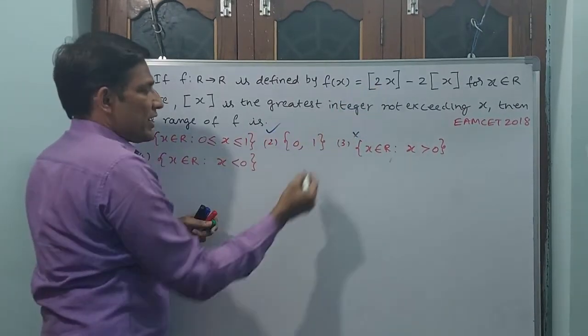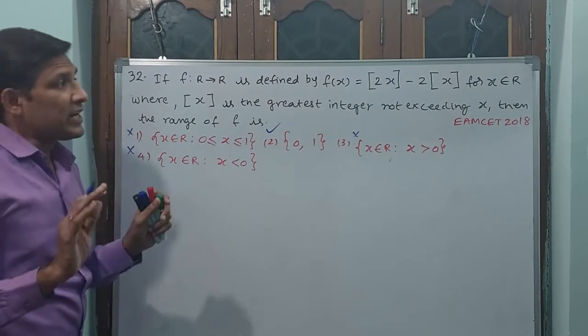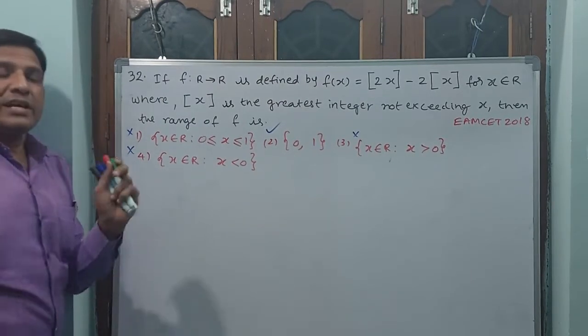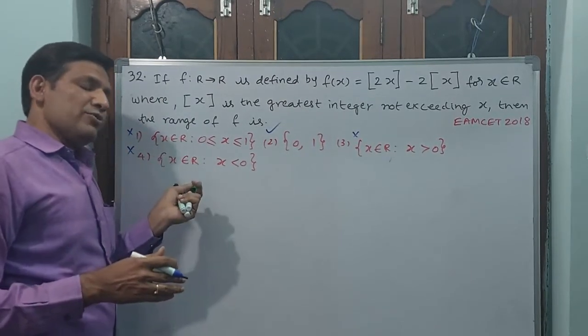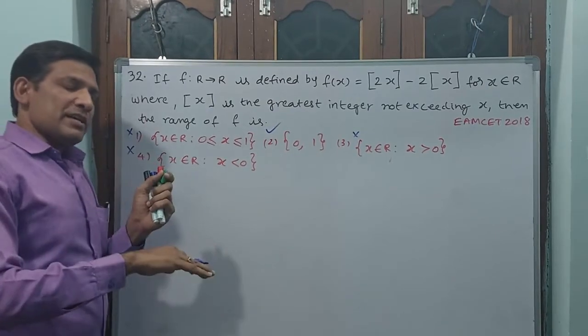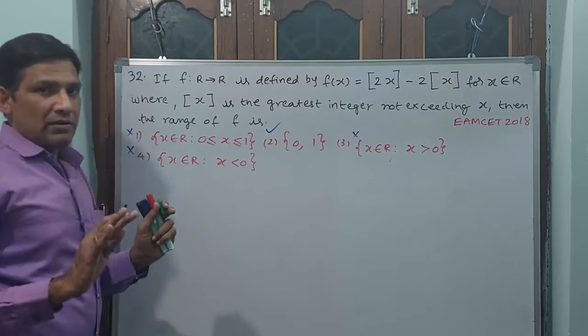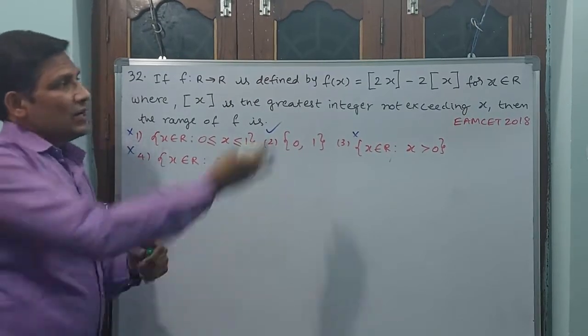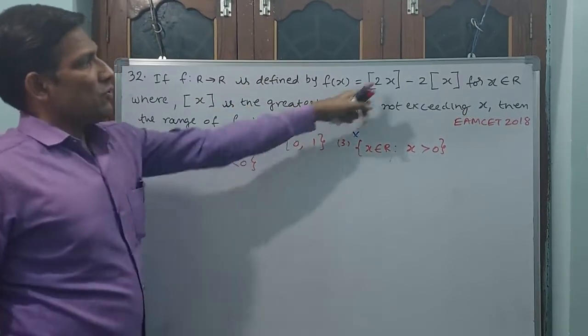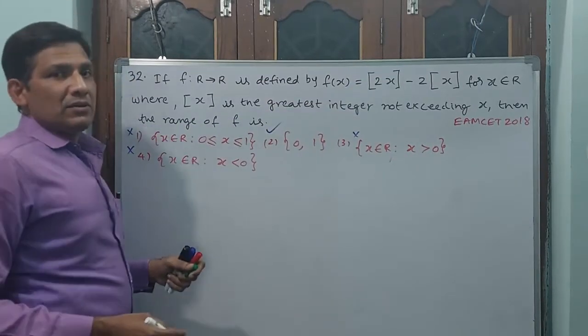That means, see here, integer. What is the input for the greatest integer function? Input is a real number. You may give negative integer, positive integer, real, rational number, irrational number, whatever you may give. The greatest integer function will take all of them as its input domain. For example, if you give 0, what will happen?